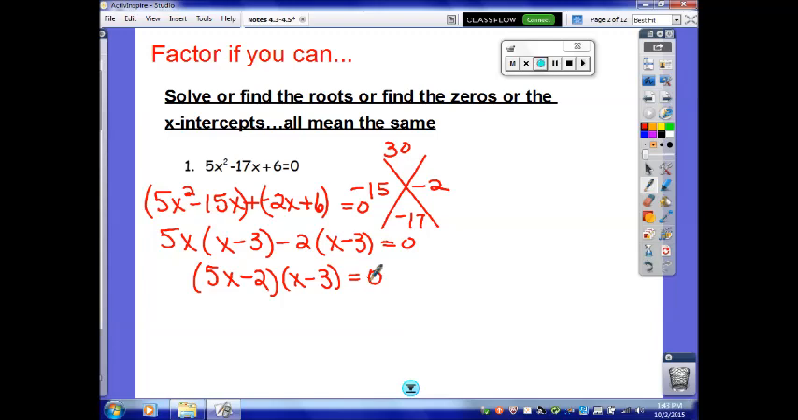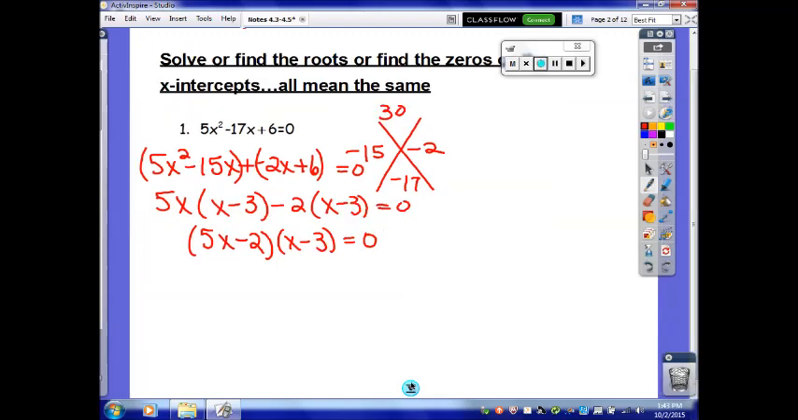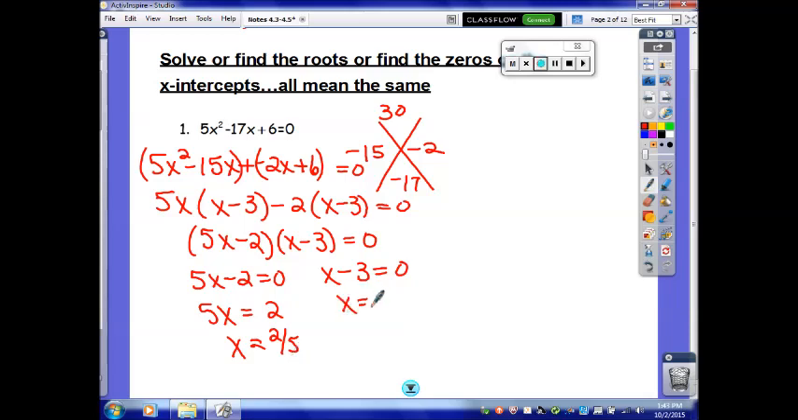So now we're going to apply the zero product rule. We're going to set each factor equal to 0. Now this is a quadratic, x squared, so we're looking for 2 answers. So 5x minus 2 equals 0 and x minus 3 equals 0. Solve for x. So 5x equals 2 and x is equal to 2/5. So that's one of my solutions, and my other solution is x equals 3.